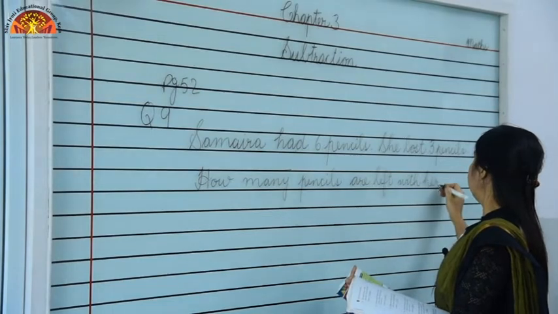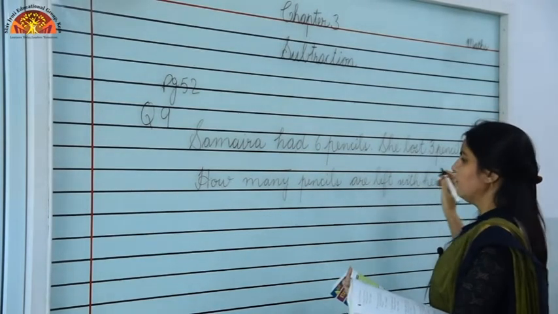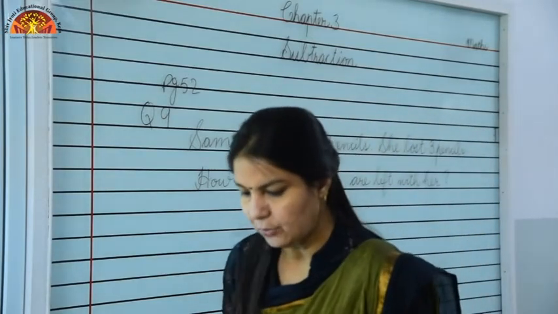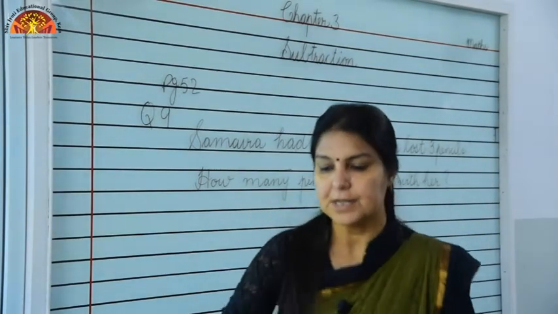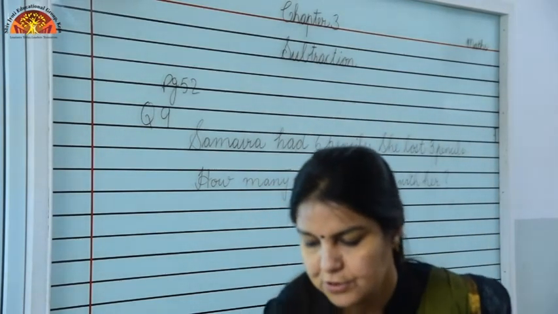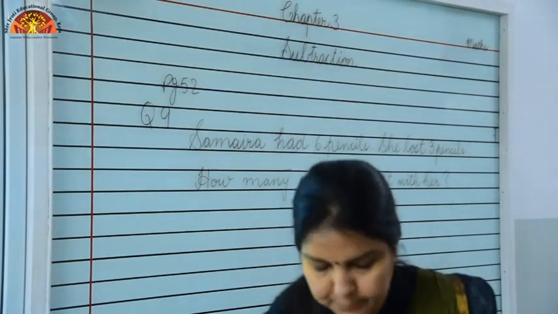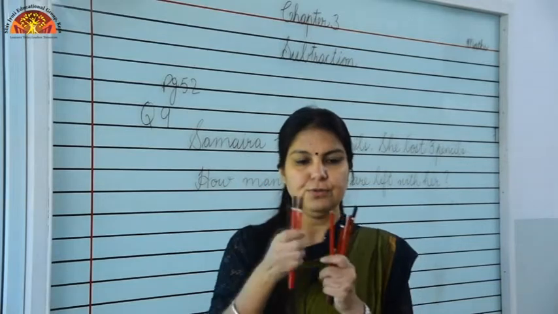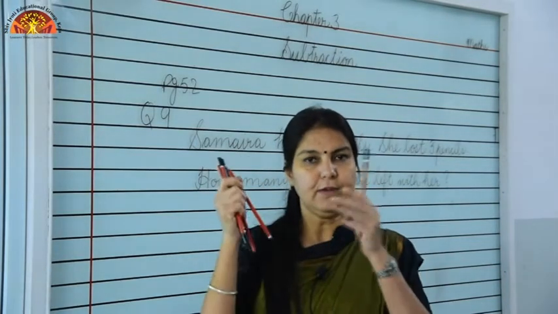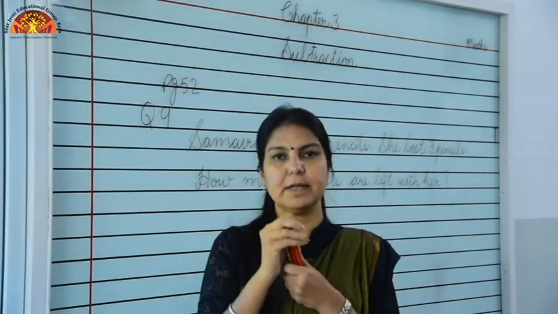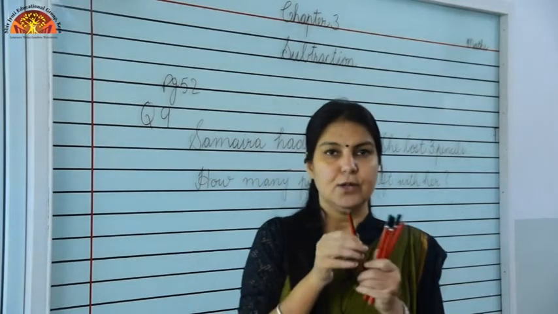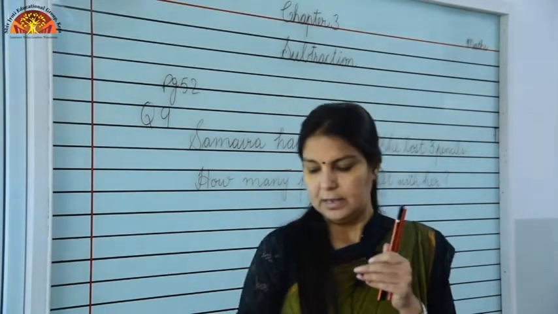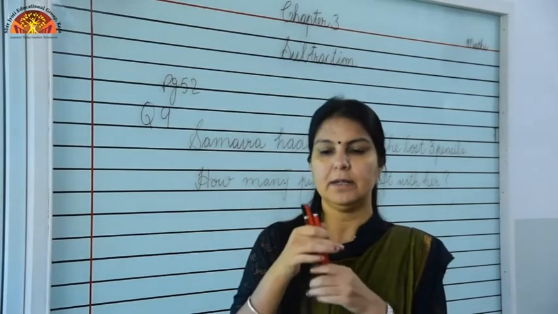So children, we have to find the pencils which are left with her. So first of all, we have to find out how many pencils she has. She has 6 pencils. So children, I am showing you an example with all these pencils. She has 6 pencils: 1, 2, 3, 4, 5 and 6. And among all these 6 pencils, she has lost 3 pencils. So we will remove 3 pencils from here: 1, 2 and 3.